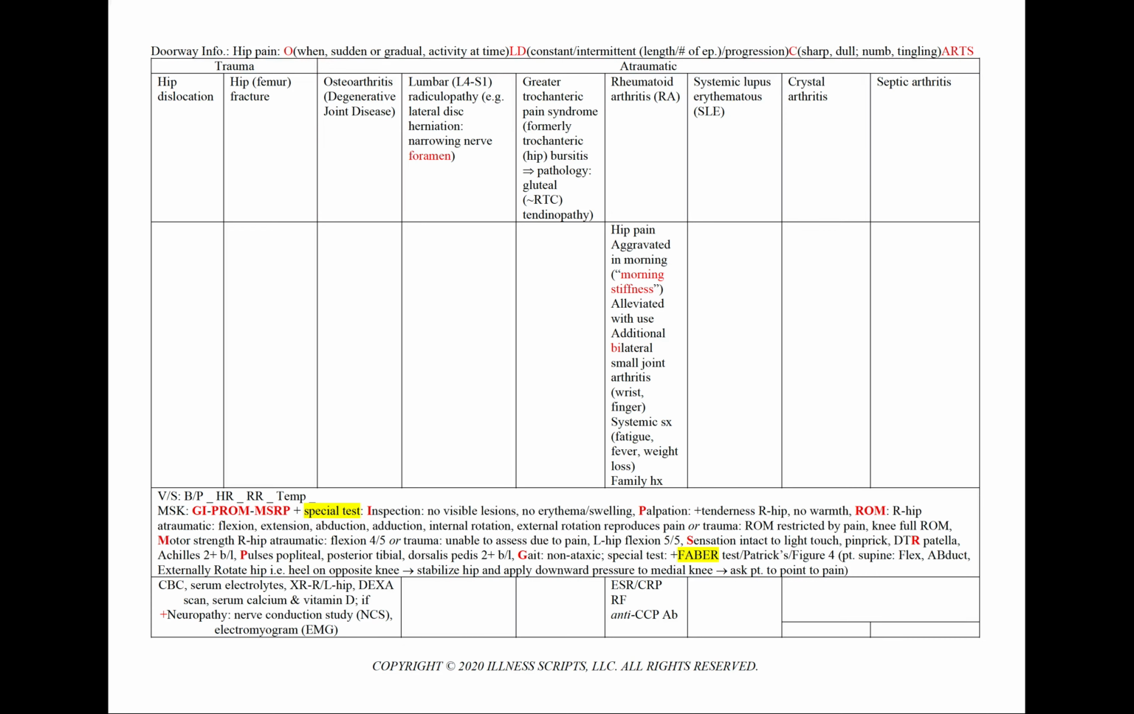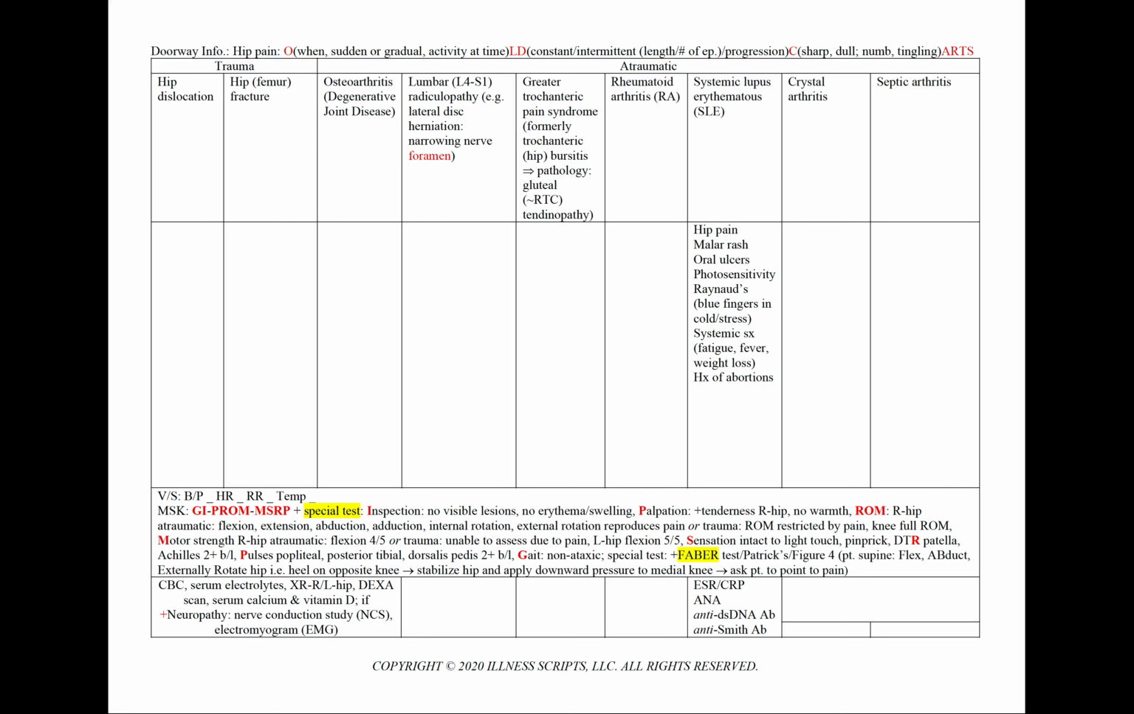In rheumatoid arthritis, we'll see hip pain and it will be aggravated in the morning. High yield: morning stiffness. It will be alleviated with use and we'll find additional bilateral small joint arthritis in the wrists or fingers. We could also note systemic symptoms in our review of symptoms, including fatigue, fever, or weight loss. We'll also find a positive family history. We'll order an ESR-CRP, rheumatoid factor, and anti-CCP antibodies.